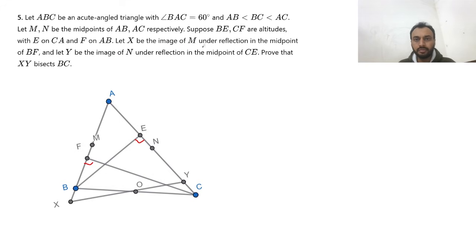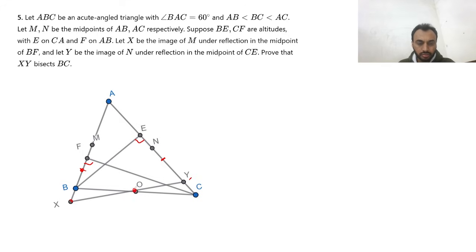Then X is the image of M under reflection in the midpoint of BF. If we say the midpoint of BF is this, then we reflect M about this point and we get a point X. Similarly, if we reflect N about the midpoint of EC, let's say this is the midpoint of EC, the image is Y. We have to prove that XY bisects BC.